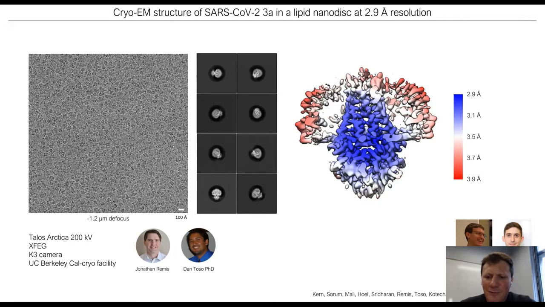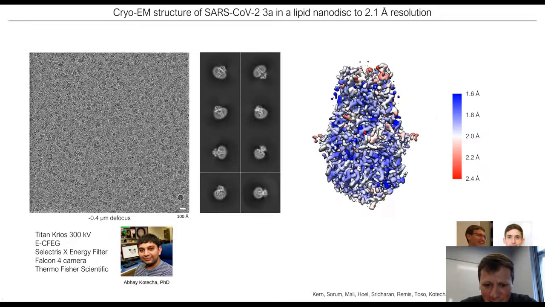But we were even more excited to have the opportunity to collaborate with Abe Katecha at Thermo Fisher to see if we could use this new microscope hardware to push the resolution of this reconstruction even further. And so we took the grids out of the Arctica that we collected the first data set on. David crossed his fingers and shipped them to the Netherlands, where Abe was able to collect a data set for us, and that's shown here. And indeed, from these data, we were, in fact, able to improve the resolution of this reconstruction substantially to 2.1 angstrom resolution.